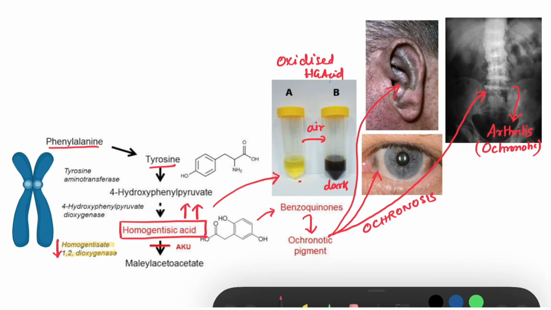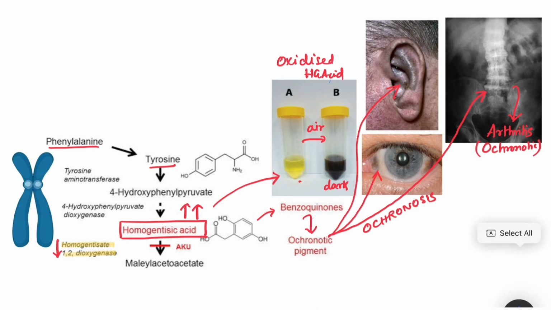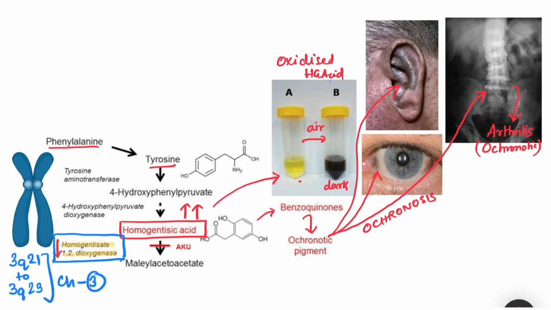Now, if we talk in terms of the clinical features of this disease, the entire molecular biochemistry involved over here is deficiency of homogentisate 1,2-dioxygenase, which is present in the 3q21 to 3q23 region of chromosome number 3 and has an autosomal recessive inheritance pattern.